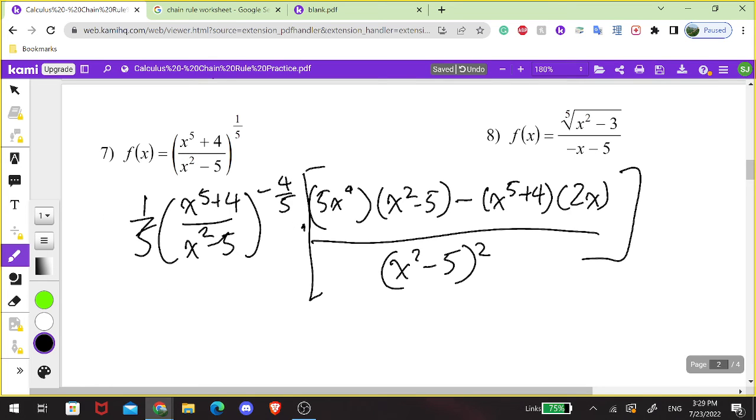We take the derivative of f of x with respect to g of x, and f of x in this case will be x to the 1/2. With respect to g of x means we replace this x with g of x, which is everything inside. And then we take the derivative of g of x, which is using quotient rule. We get all this.